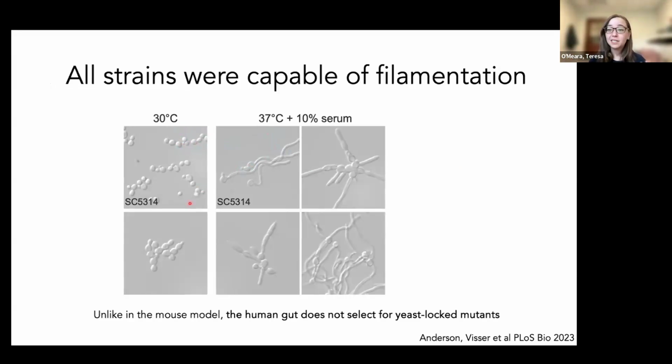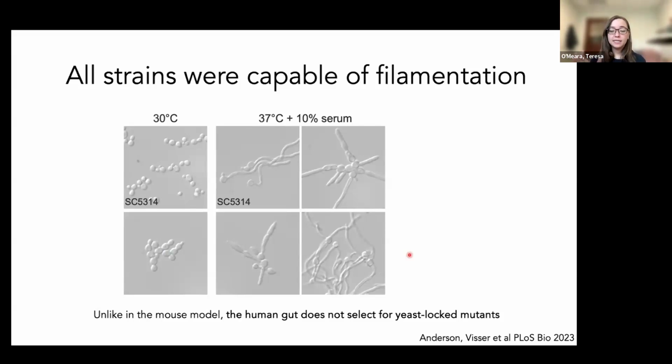But when we looked at all of our commensal isolates, we saw an interesting pattern in that they all behaved like that reference, and they all could do that transition from a yeast form in the non-inducing cue to a hyphal form in the inducing cue. Sometimes the hyphae looked a little different, but they all had that ability to do filamentous growth. So this suggests to us that unlike in that mouse model, the human gut isn't consistently selecting for yeast-locked strains.